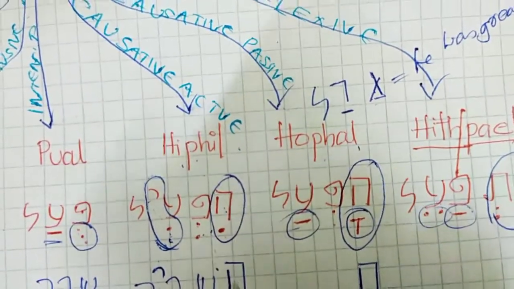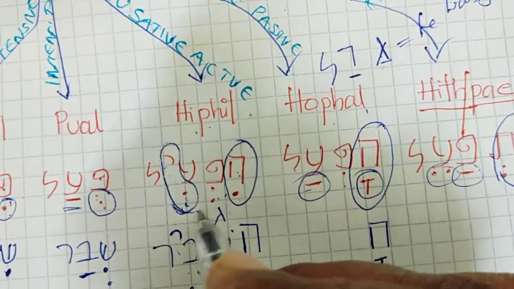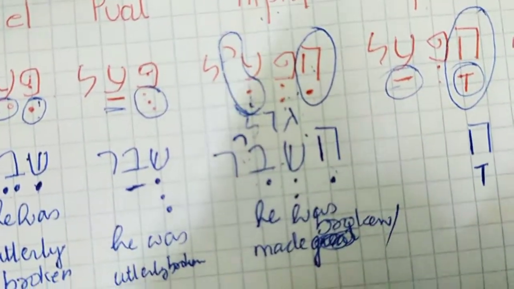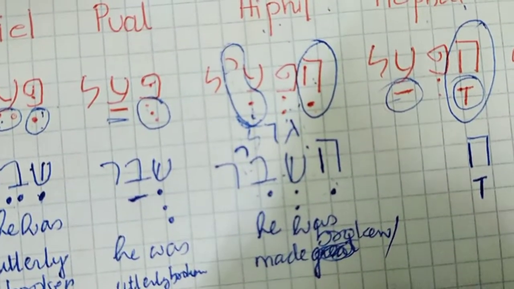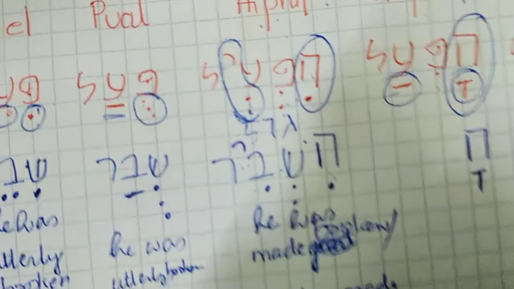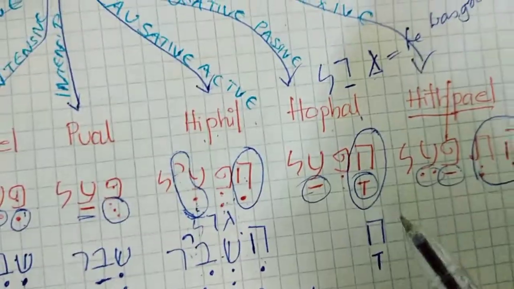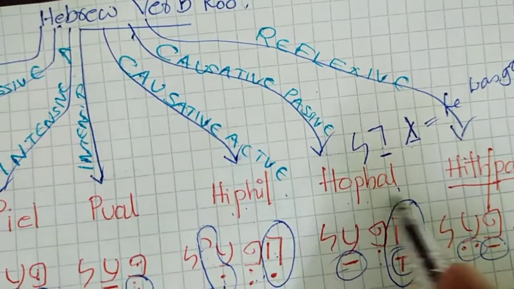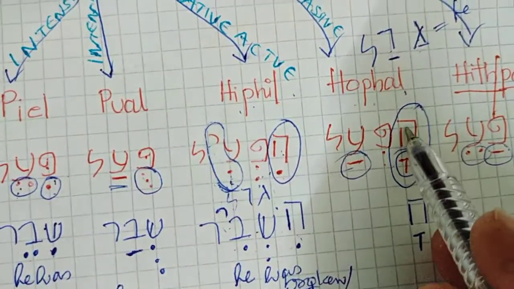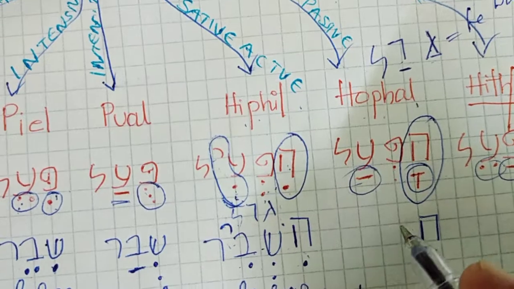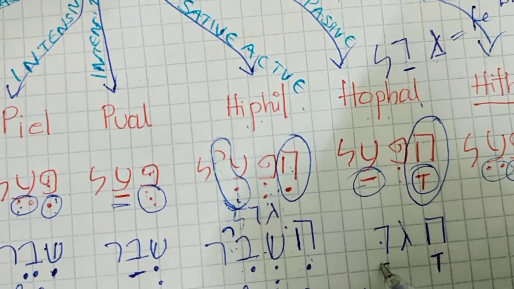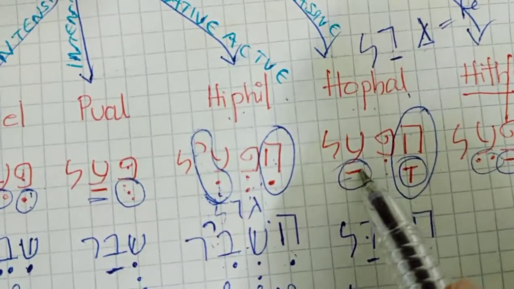Otherwise, if it is gadal, higadil will come. If it is gadal, higadil will come. That is the meaning, he has made great. That is a root word. Here you are applying, I told you gadal. This is Hophal, so the prefix letter is ho. You need to add it. Then hokdal. See, hokdal.